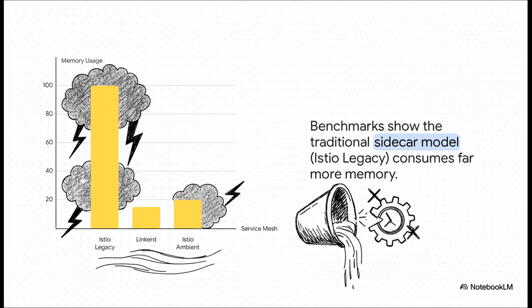When you look at benchmarks comparing different service meshes, that old school sidecar model, labeled here Istio Legacy, just devours memory compared to the newer ways of doing things. That resource drain is a huge pain point for any team trying to run lean and efficiently at scale.